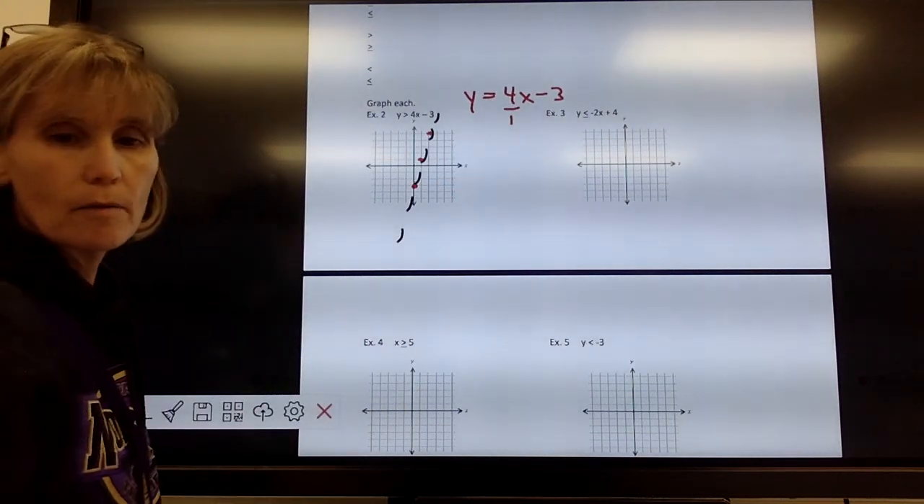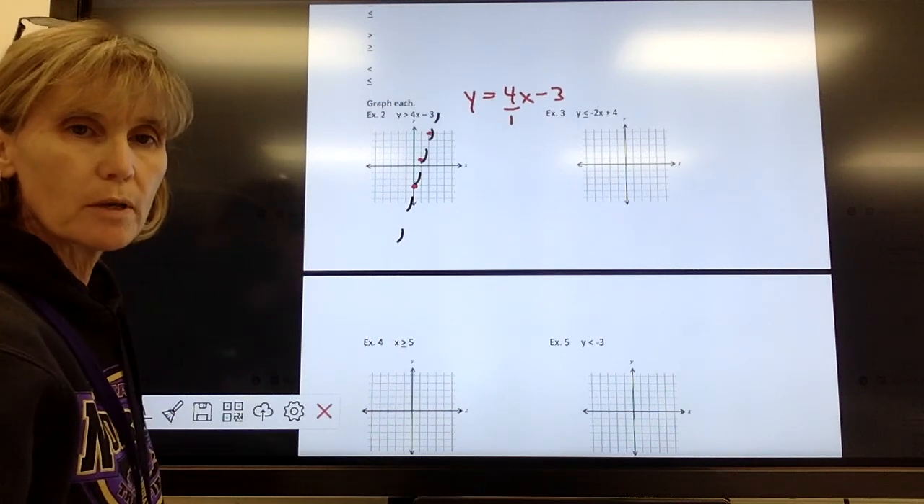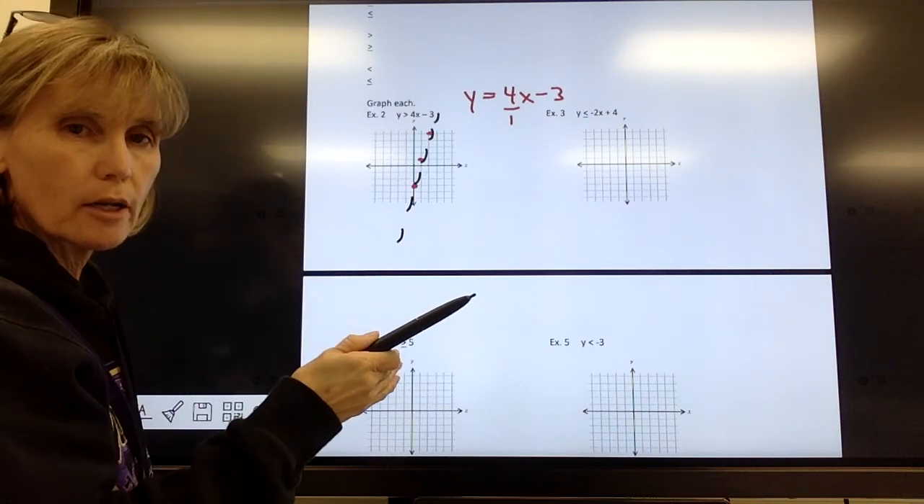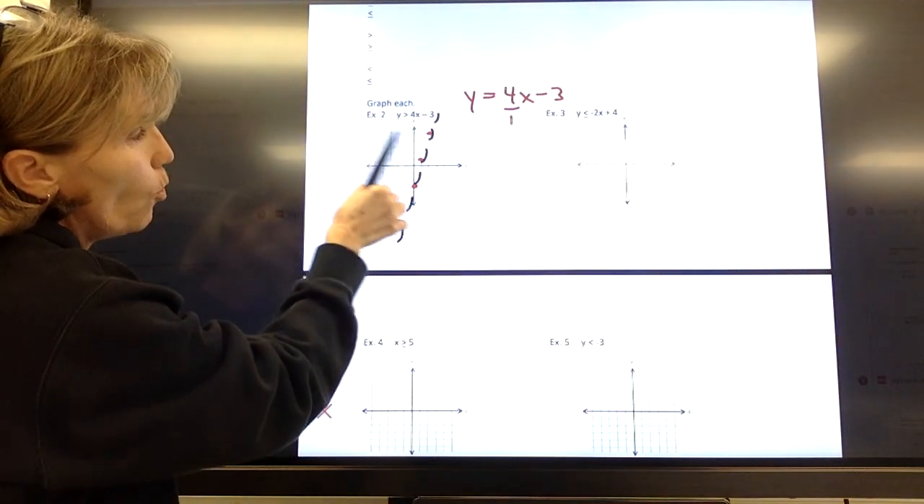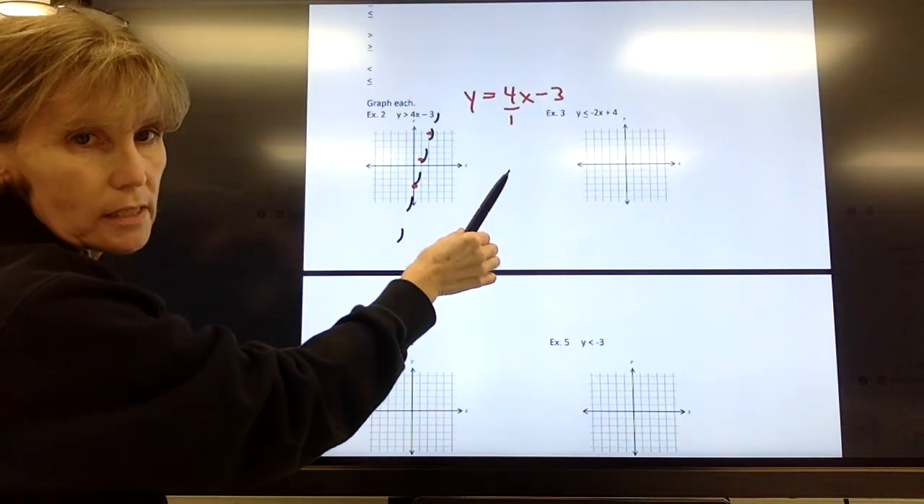Okay? You're going to use a broken line as you connect them. It's broken because we don't want to include that line. We want to go right up to it, but we're not going to include it. So we use a broken line, and then we're either going to shade the ordered pairs on the left side of the broken line, or we're going to shade the ordered pairs on the right side.